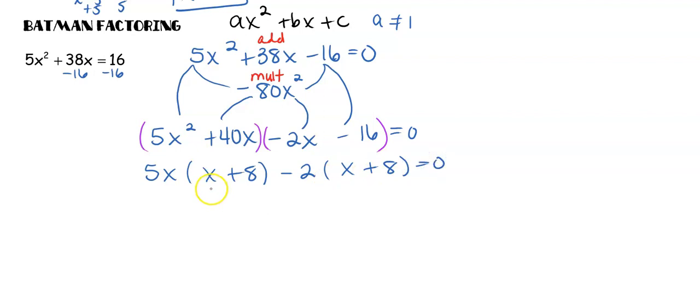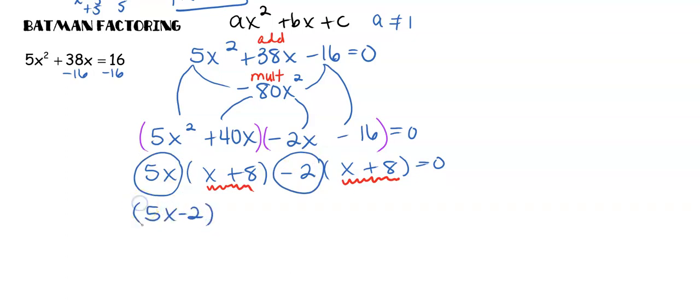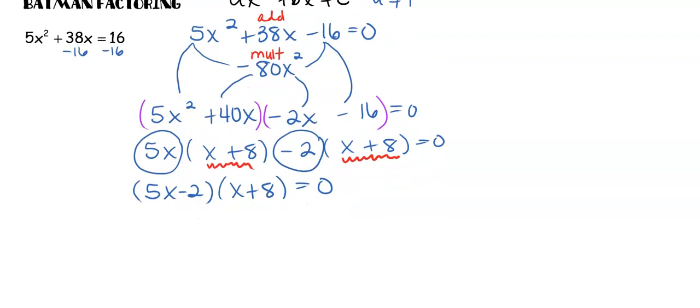Hopefully you remember that we are looking for these two pieces to be exactly the same. Remember, if those aren't the same, then you Batman factored incorrectly and you want to start over. We take those two GCFs that we pulled out, we combine those together to be our first factor. That same piece from the inside, that x plus 8, becomes our second factor. So we have our quadratic in factored form. Now we're going to use the zero product property to set these pieces equal to 0 and solve.